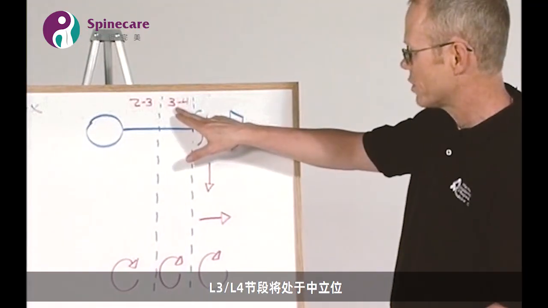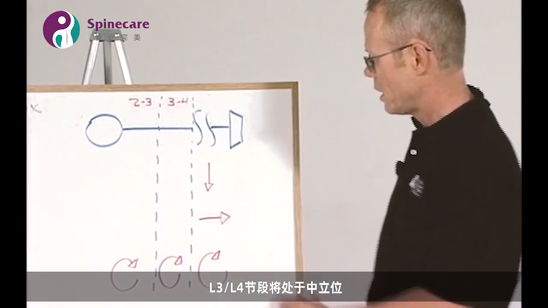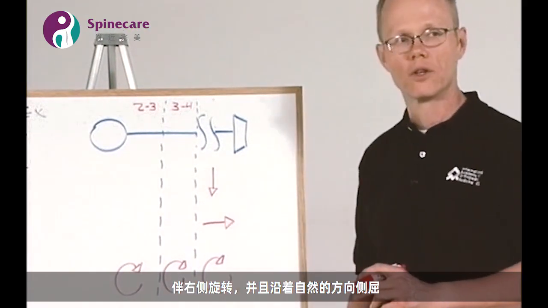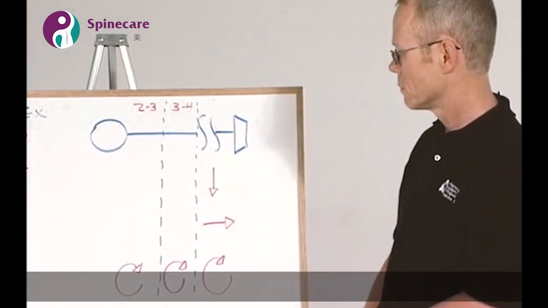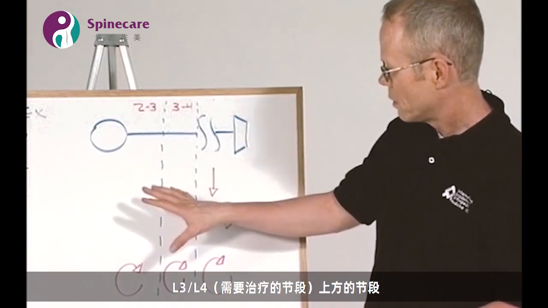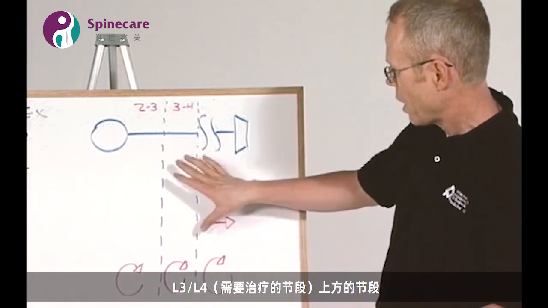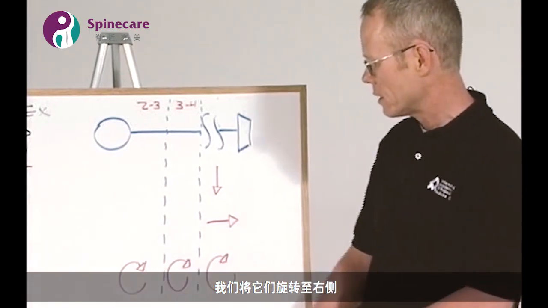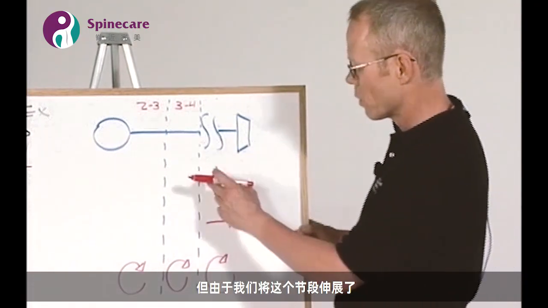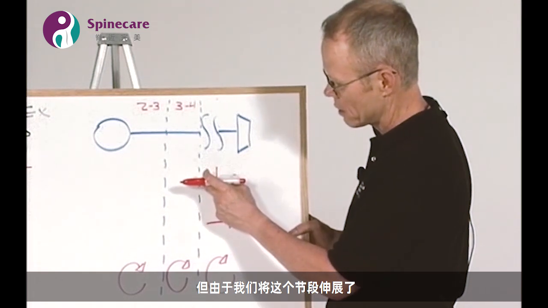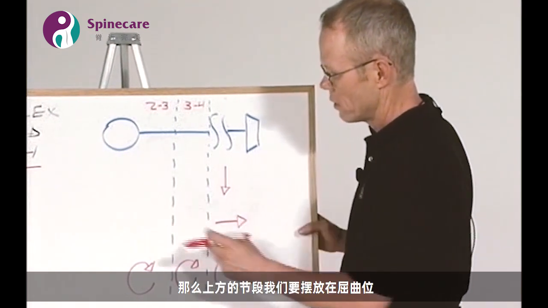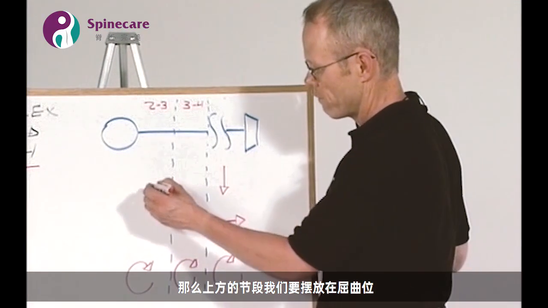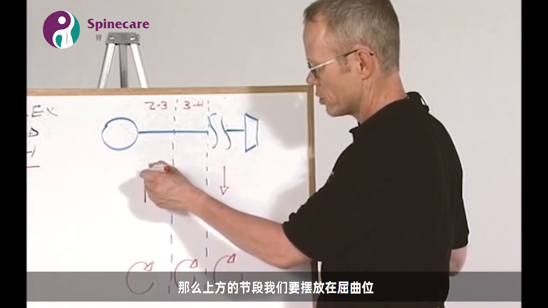The L3, L4 segments will be left in a neutral position, and with rotation to the right, will be allowed to side bend in the direction that they naturally course. The segments above the L3-4 segment where we're treating, we will be rotating them to the right, but because we're extending this segment, the segments above, we will use a direction of flexion to preposition.